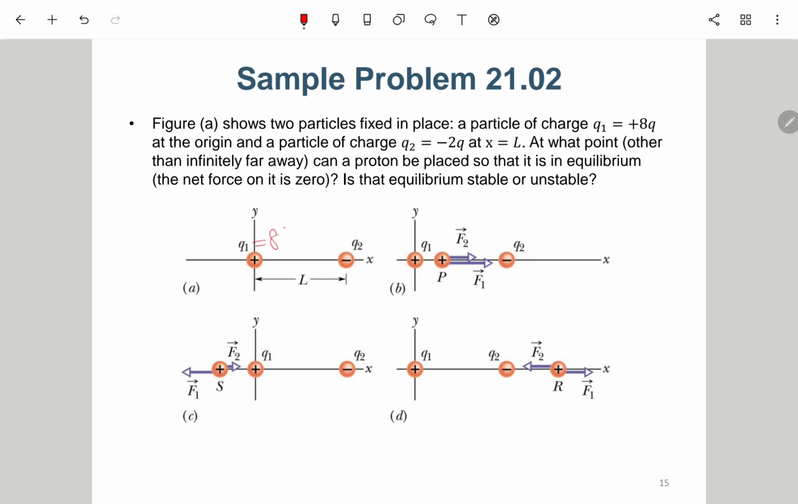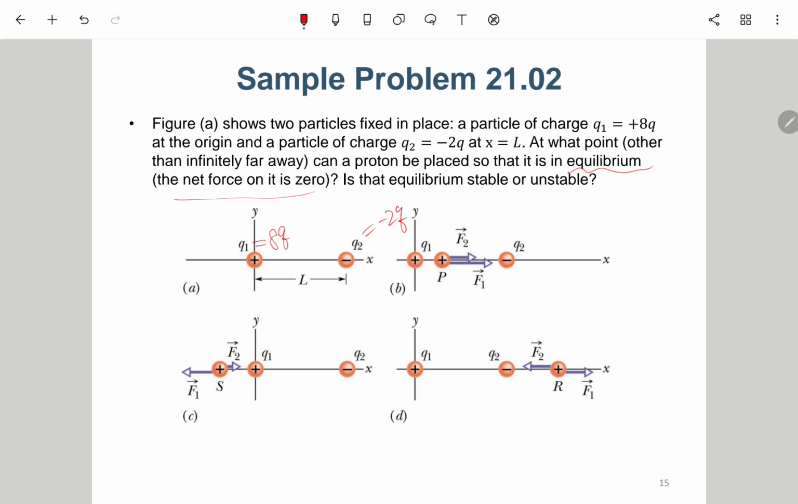And then a particle of charge Q2 is negative 2Q, at x equals L. So the distance between them is capital L. At what point other than infinitely far away can a proton be placed so that it is in equilibrium? Equilibrium means there is no net force acting on that added particle.